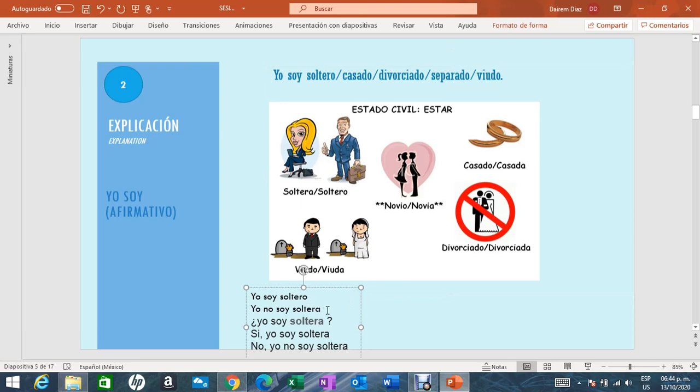Yo soy soltero. Yo no soy soltero. Yo soy soltero. Sí, yo soy soltero. Y no, yo no soy soltero.